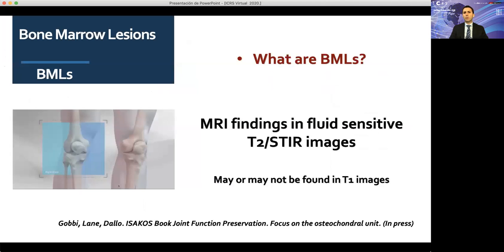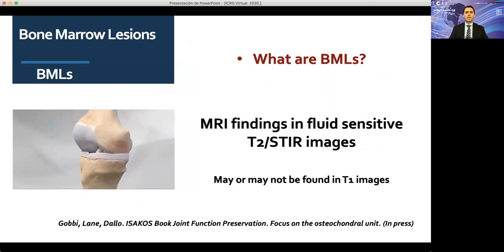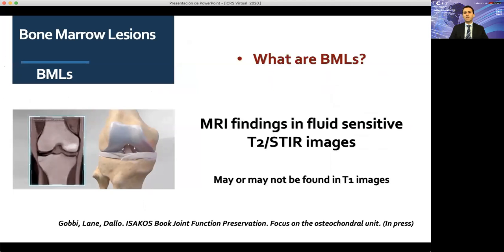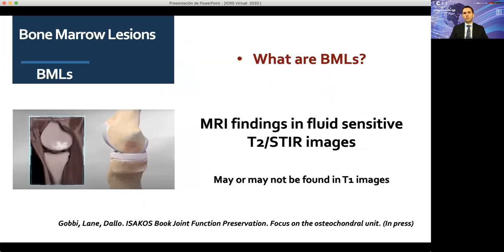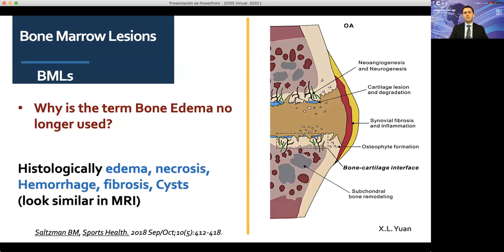But what are bone marrow lesions? They are MRI findings in fluid-sensitive T2 and STIR images, but this is a very general concept. And another question is why the term bone marrow edema is no longer used. It is because histologically edema is present, but also necrosis, hemorrhage, fibrosis, and cyst. They all look similar in the MRI, but they are different pathologies or different stages.